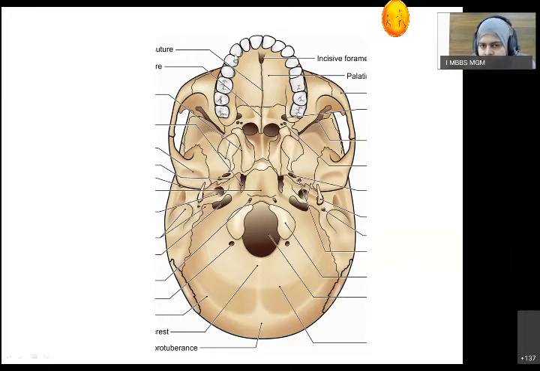Now, what we have discussed, we'll just revise the norma basalis in total. Initially we have discussed that the anterior portion forms the hard palate. What are the structures which we have seen in the anterior part? Anterior 2/3 of the hard palate and posterior 1/3 of the hard palate.